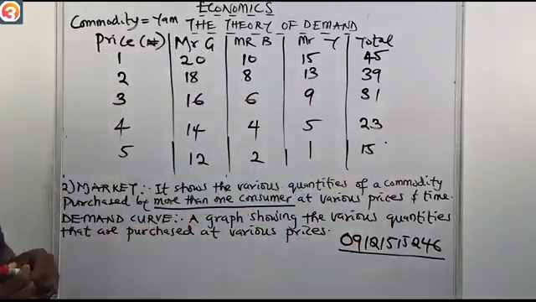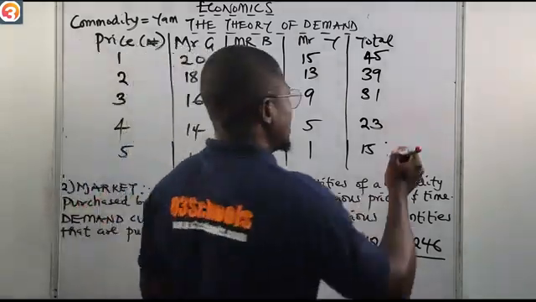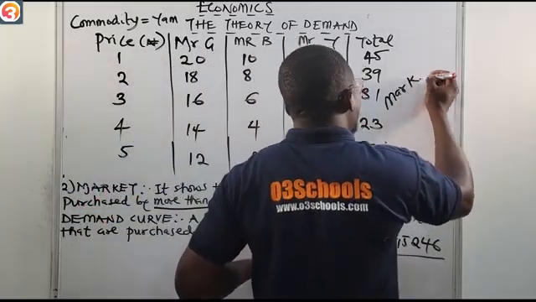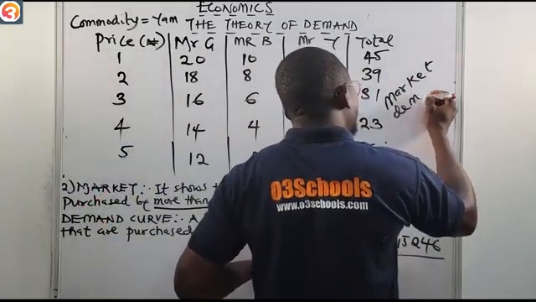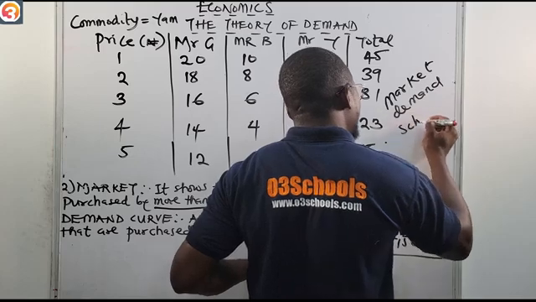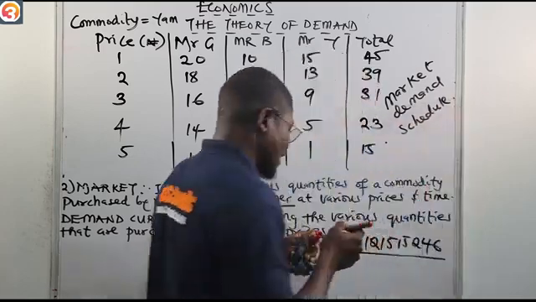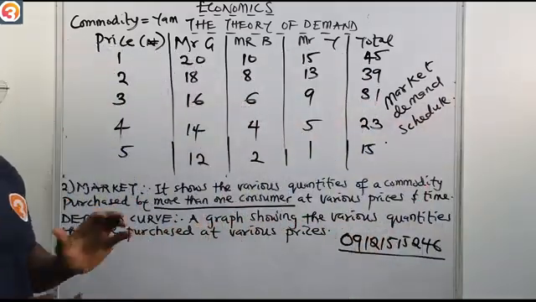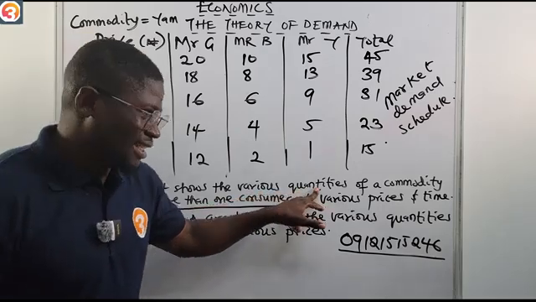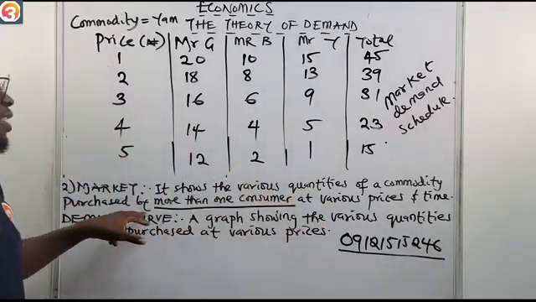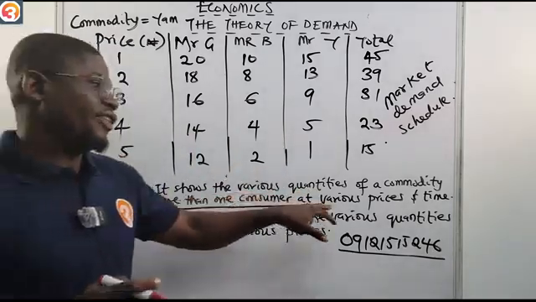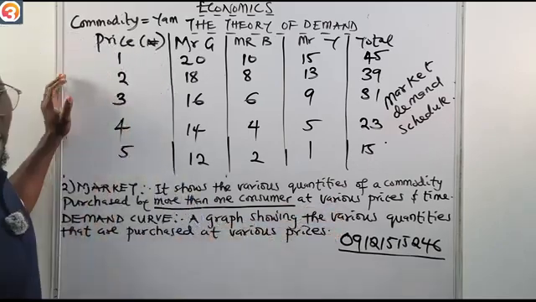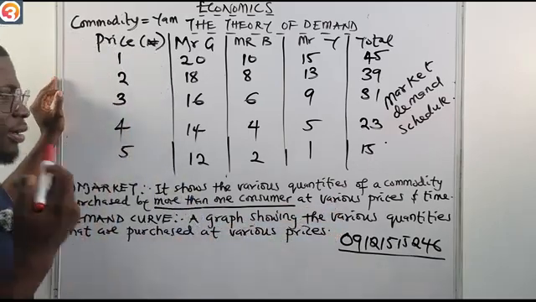So this is what? This is a market demand schedule, okay? It's a market demand schedule. Okay, what does it show? It shows the various quantities of a commodity purchased by more than one consumer at various prices and what? And time.